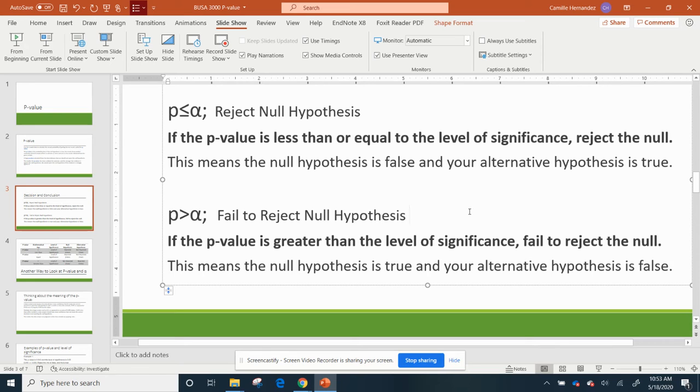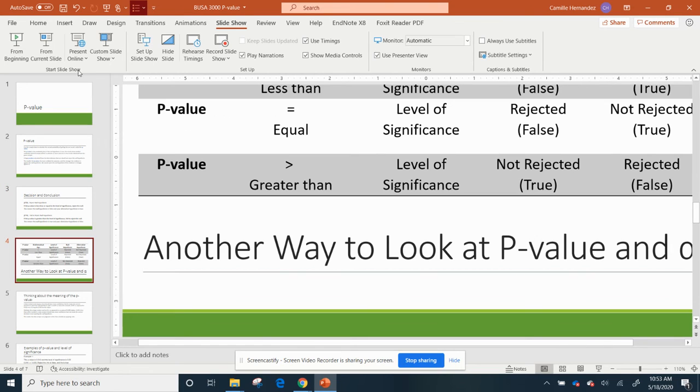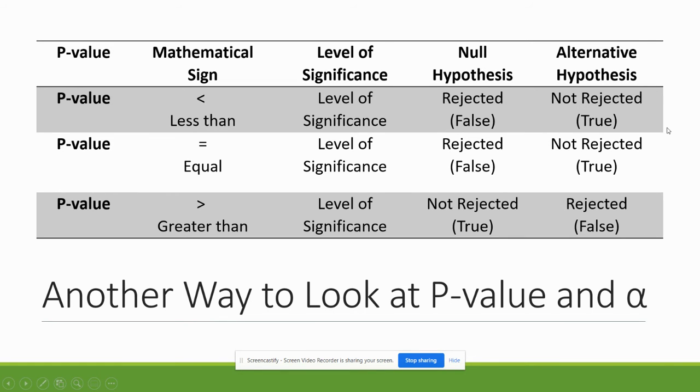And instead of having to memorize this table here. So look at this table. Whoa, it's a crazy table. Okay, so if the p-value is less than the level of significance, you reject your null, but you don't reject your alternative. If your p-value is equal to, same thing, reject your null, but don't reject your alternative. If the p-value is greater than the level of significance, you don't reject your null, but you reject the alternative.